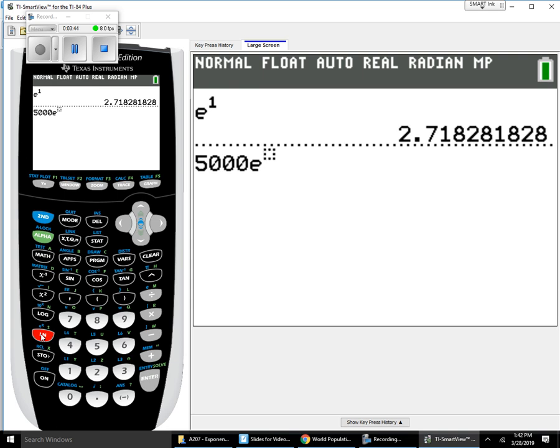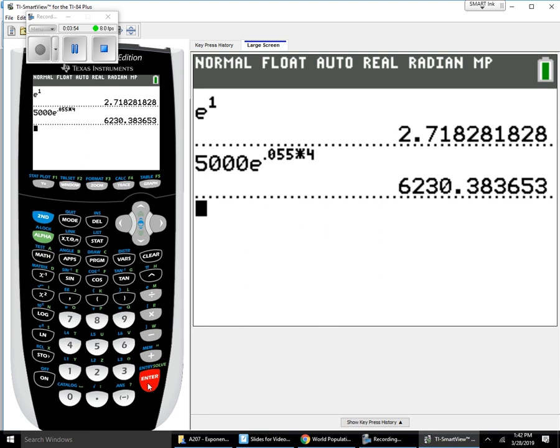So 5,000 times E to the 0.055 times 4 power. Enter. So after those 4 years, this account will be worth $6,230.38. So those are the two applications we're going to look at at this point.